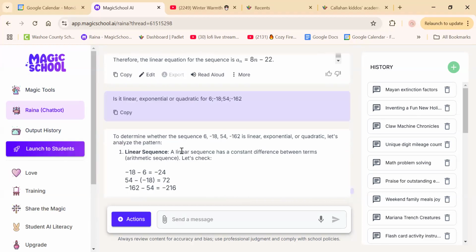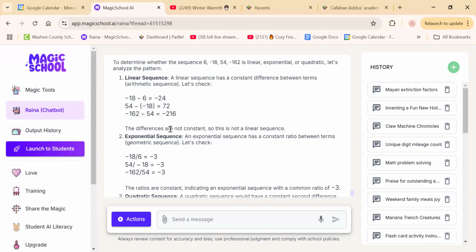All right. A linear sequence has a consistent difference between the terms. Do you see how the difference is negative 24, 72, negative 216? This obviously is not an arithmetic sequence, so it's not like the first one, right? The difference is not consistent, so this is not a linear sequence.